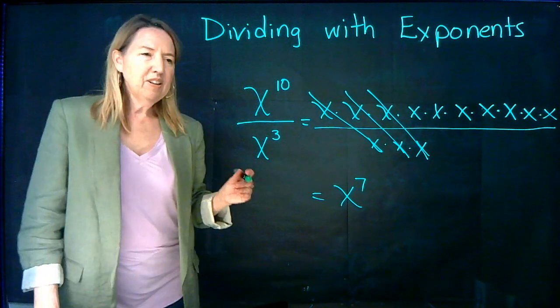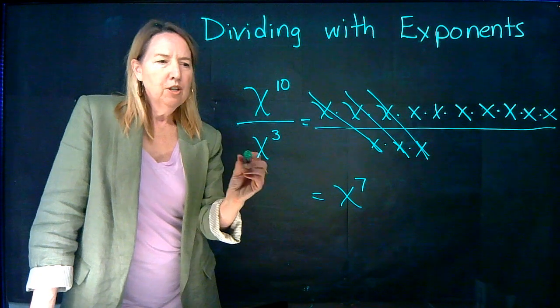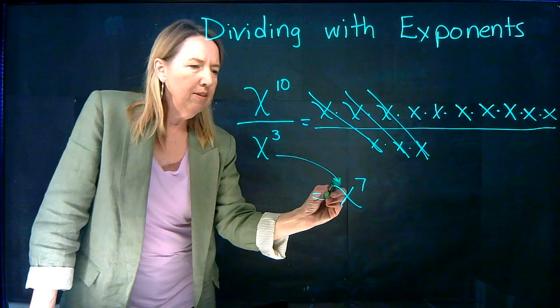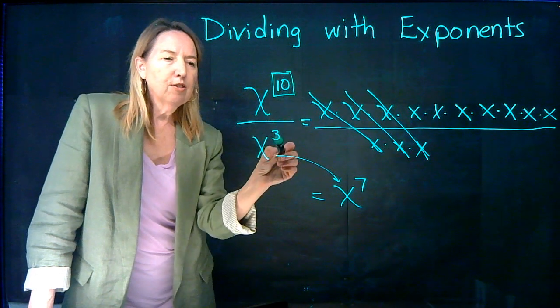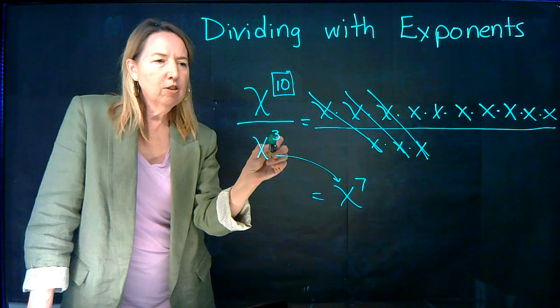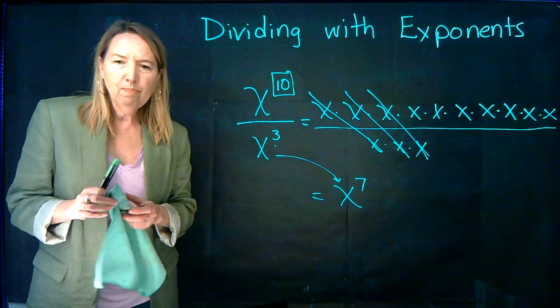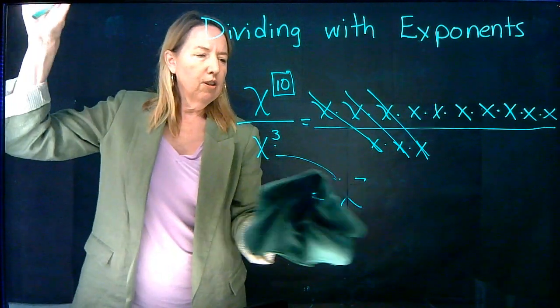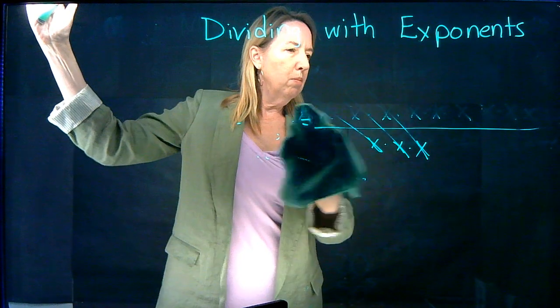Well, again, somebody noticed this nice shortcut. If the bases match, you're going to keep the base, and then you take the top exponent and subtract the bottom exponent. So 10 minus 3 is 7, and that gives you the new answer. So let's see what that looks like with numbers rather than variables.